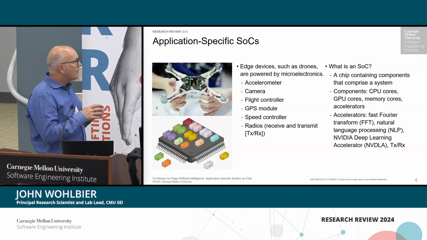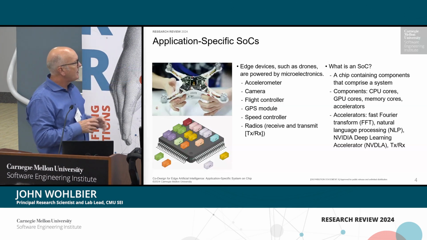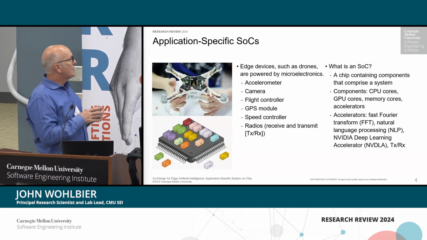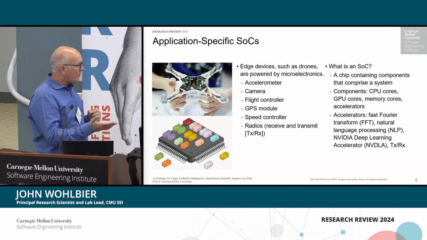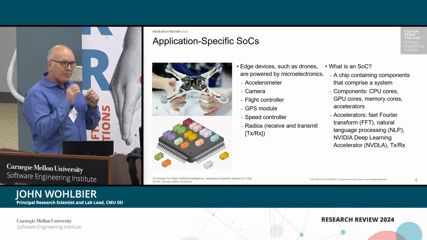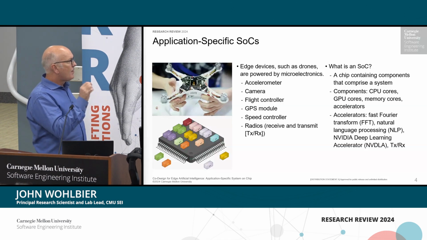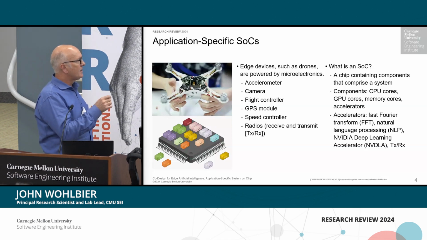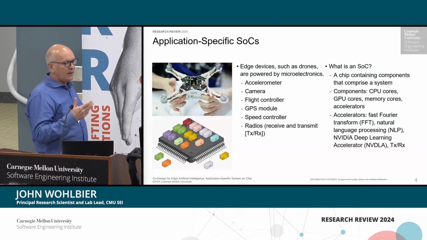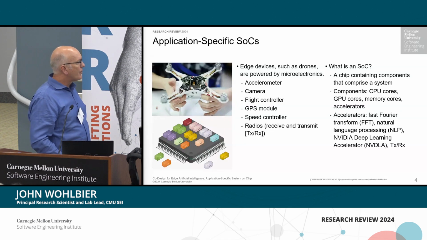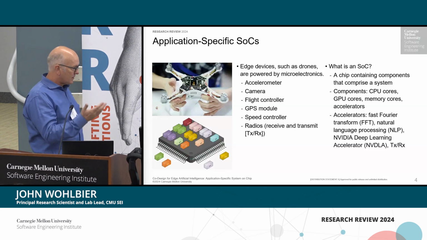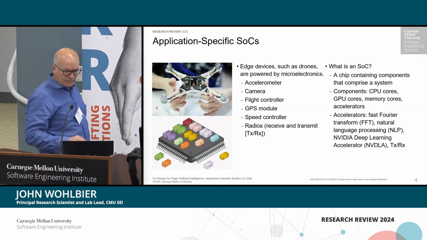So the kinds of components, and you can picture this on the lower left, that would appear in one of these SoCs are CPU cores, GPU cores, memory cores, or accelerators. I mentioned accelerators on the last slide. This is where I'll tell you what I mean by that. An accelerator is a dedicated piece of hardware for a particular part of your application. And so examples include fast Fourier transform, natural language processing. NVIDIA has an open source deep learning accelerator, and then all your radio hardware has this kind of specialized hardware as well.